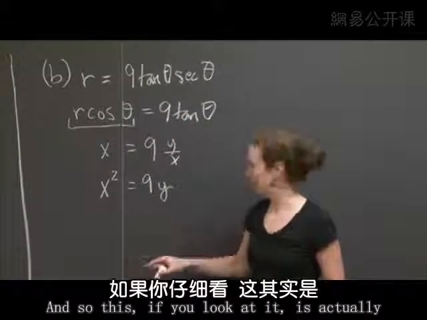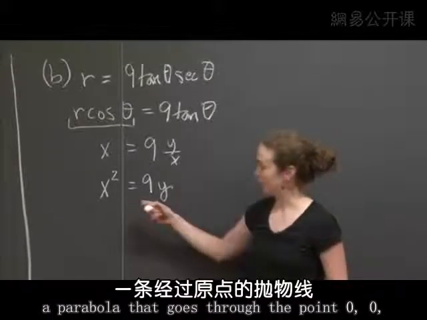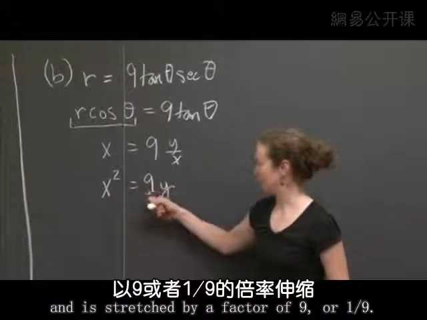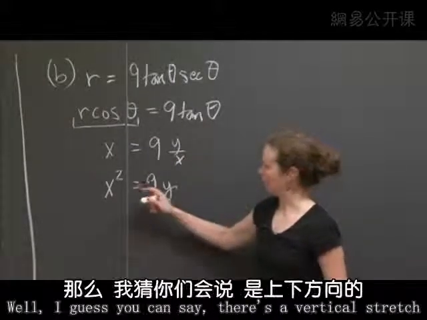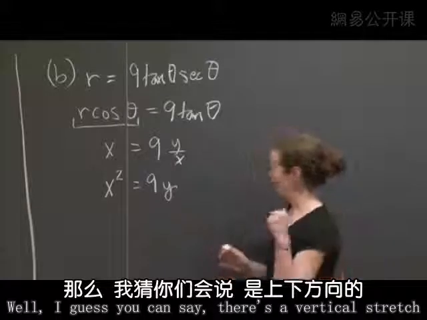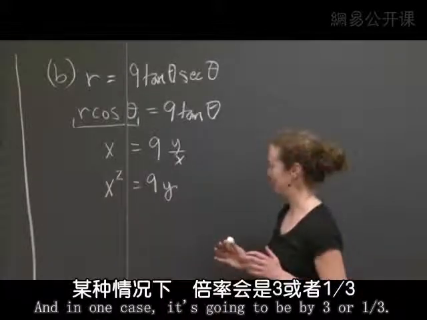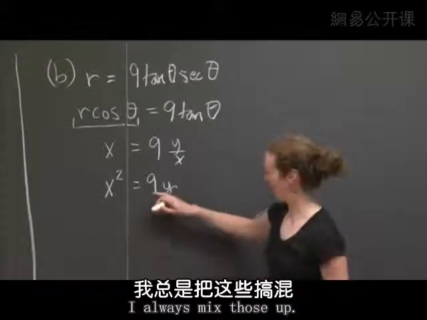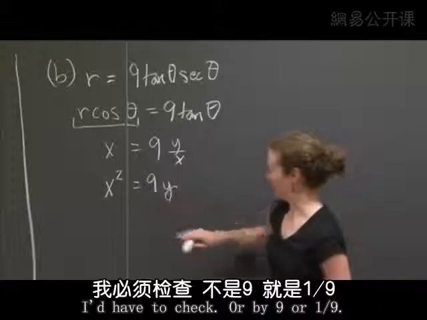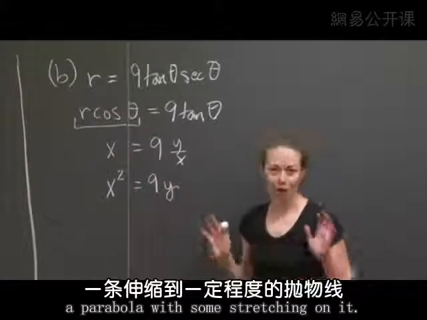So this is, in fact, how you could write this expression that's in r and theta in terms of x and y. And so this, if you look at it, is actually a parabola that goes through the point 0, 0 and is stretched by a factor of 9 or 1/9. Well, I guess you can say there's a vertical stretch or a horizontal stretch. You can pick which one it is. I always mix those up. I'd have to check. So essentially, it's going to be a parabola with some stretching on it.